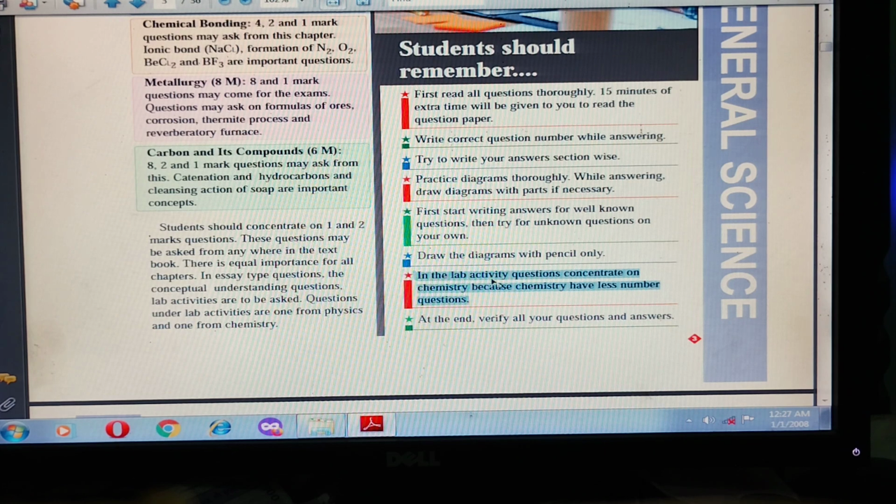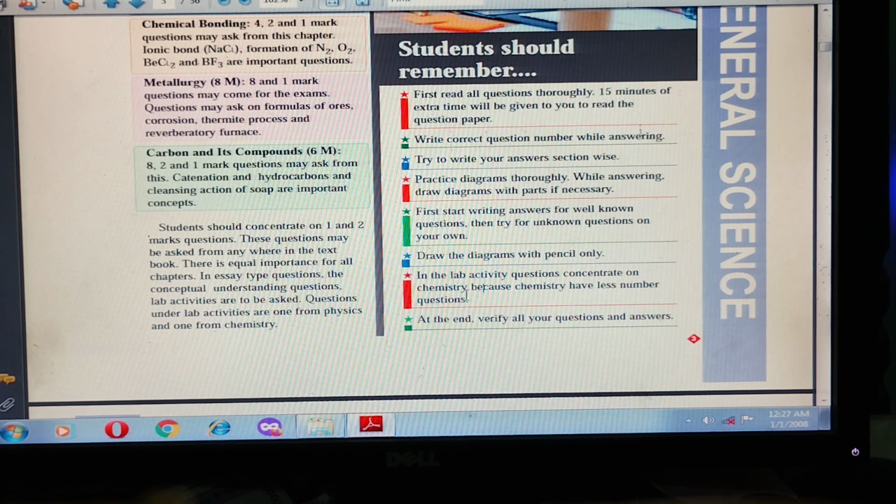Focus on the lab activity questions, concentrate on chemistry, because chemistry has fewer questions. For example, in acids, bases and salts, 3 lab activities are there. And in principles of metallurgy, 1 question is there: how can you show that oxygen and air are necessary for corrosion? That is 1 lab activity. In the second lesson, what happens when metal reacts with acid? That is 1 lab activity. Water of crystallization is 1 lab activity. And acids conduct electricity in water is 1 lab activity, by taking glucose, alcohol, HCl and H2SO4. So hardly 4 lab activities are there in chemistry.